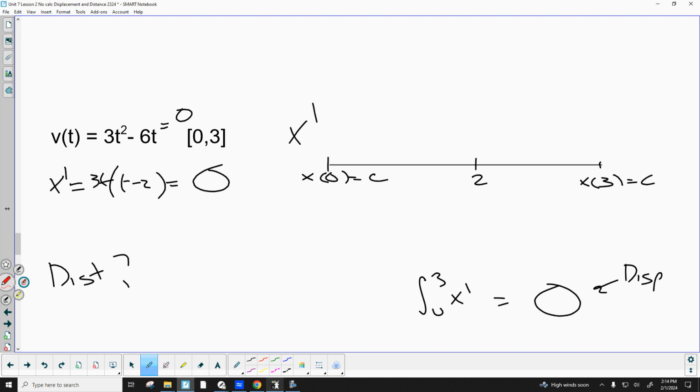Don't plug in 2. When you plug in 2, you get 0. Sure, you plug in 2.5. You plug in 3, it doesn't matter. You get positives from 2 to 3, you get negatives from 0 to 2. Come on, we've done this so many times. Just don't overthink it in that process. Okay? Stop.